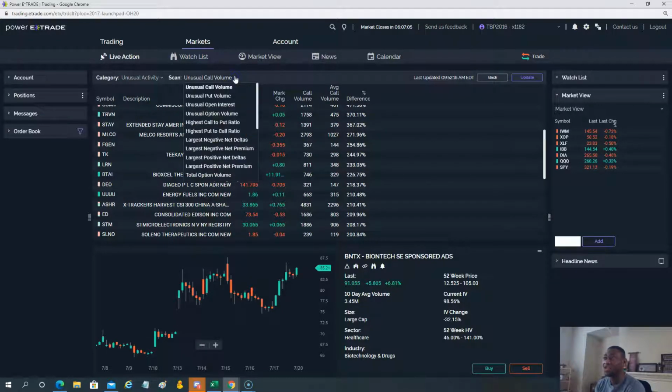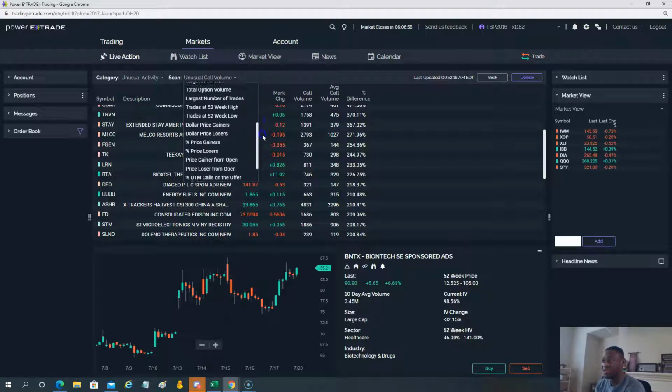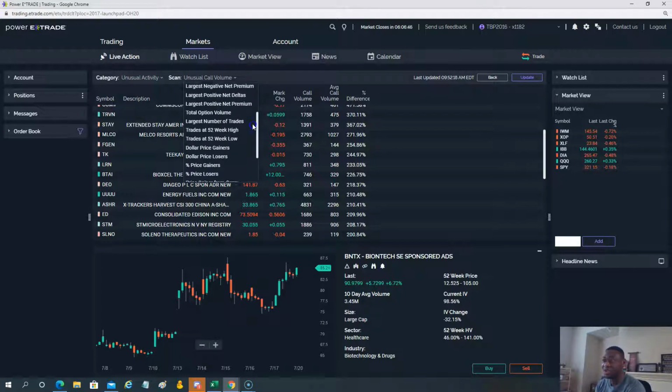So just for unusual activity, how many scanners do we have? 1, 2, 3, 4, 5, 6, 7, 8, 9, 10, 11, 12, 13, 14, 15, 16, 17. Price, percentage price gainer, percentage price loser, price gainer from open, price loser from open, gap up on high volume, gap down on high volume, trade at 52-week high, trade at 52-week low, whatever you want, total option volume. Okay, that's just unusual activity.